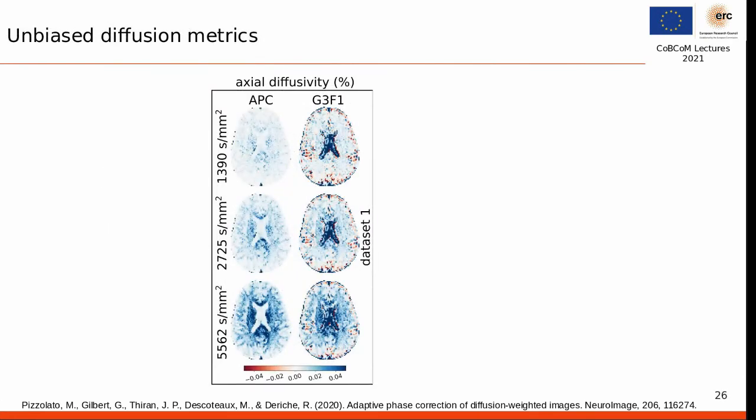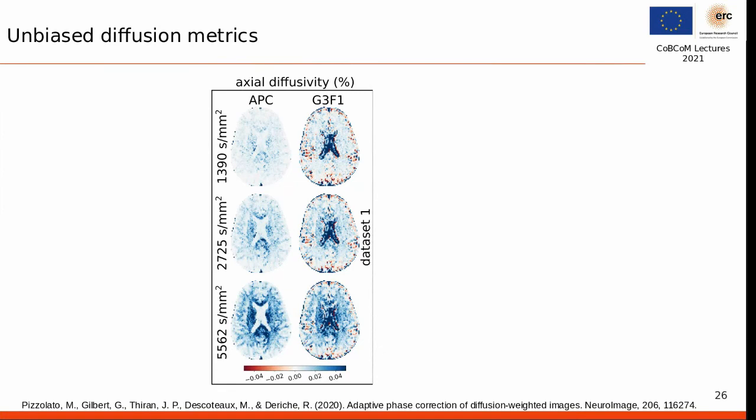And finally, with these phase-corrected images, we can also go and compute some of the metrics we were discussing at the beginning, such as mean diffusivity, fractional anisotropy, etc. So here I'm illustrating a different one called axial diffusivity, which is, instead of being the average diffusivity detected inside a voxel, the highest diffusivity detected in a voxel.